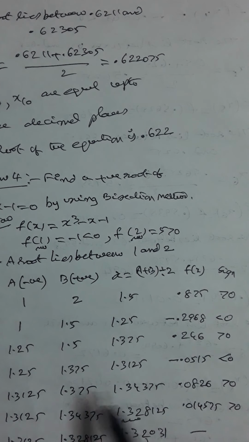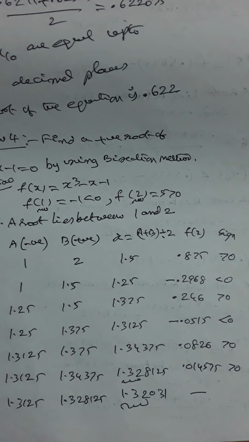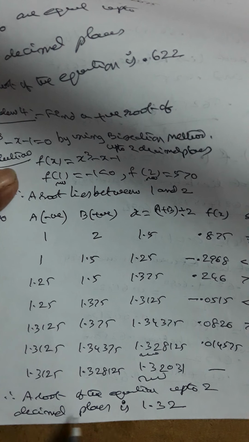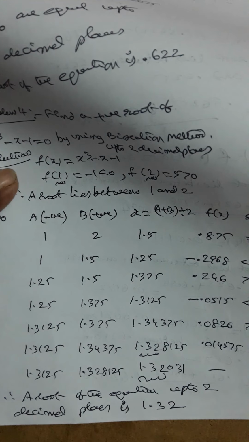So you write this value as B, you continue A, x, f of x negative. You write this value as A, you continue B, x value, f of x value positive. So you take this value under B, A the same, x value 1.328125, function value positive. You write this value under B, A as it is. So up to 2 decimal places they are equal. Therefore, a root of the equation up to 2 decimal places is 1.32.